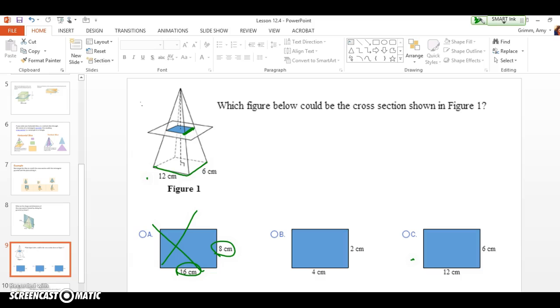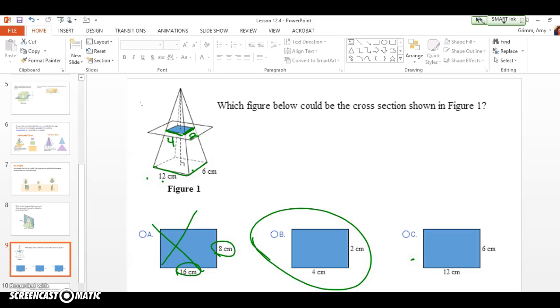Because this one could be 4, because that's less than 12, right? This one could be 2, because that's less than 6. And that would make sense because we know that slice needs to be smaller, and quite a bit smaller, than the base. Okay? So you're going to have to use reasoning on these.